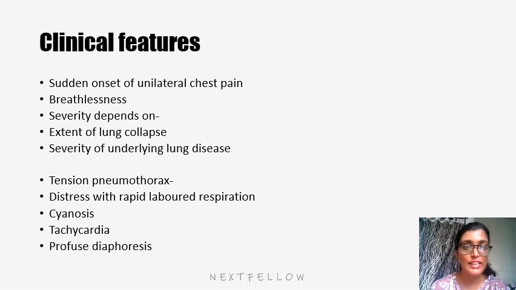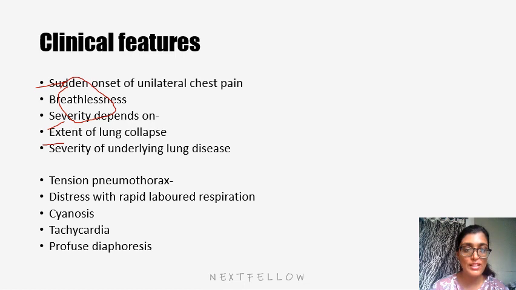Now coming to clinical features, that is sudden onset of unilateral chest pain. Again, as I said, right-sided chest pain, breathlessness. And the severity of the breathlessness depends on the extent of lung collapse and severity of the underlying lung disease. Now imagine that a patient has tuberculosis or chronic bronchitis, or cystic fibrosis, right? So he has inherent breathlessness because of his underlying disease. Apart from that, he'll have breathlessness due to pneumothorax. So the extent of breathlessness will depend on the extent of the pneumothorax plus the underlying disease.